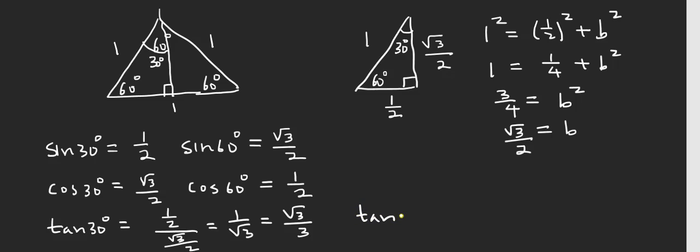What about tangent of 60? Now, if you look at 60 degrees, it's opposite over adjacent. So it's going to be radical 3/2 divided by 1/2, which is just radical 3. So now we found sine of 30, sine of 60, cosine of 30, cosine of 60, tangent of 30, and tangent of 60 by looking at the 30-60-90 degree triangle.